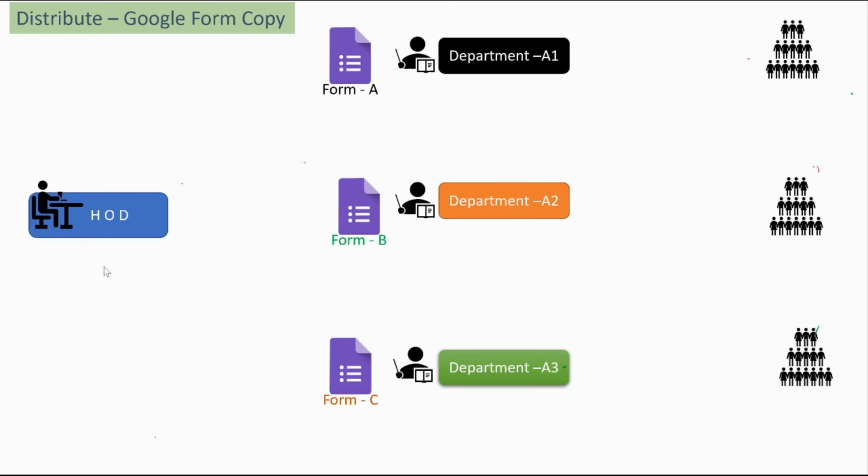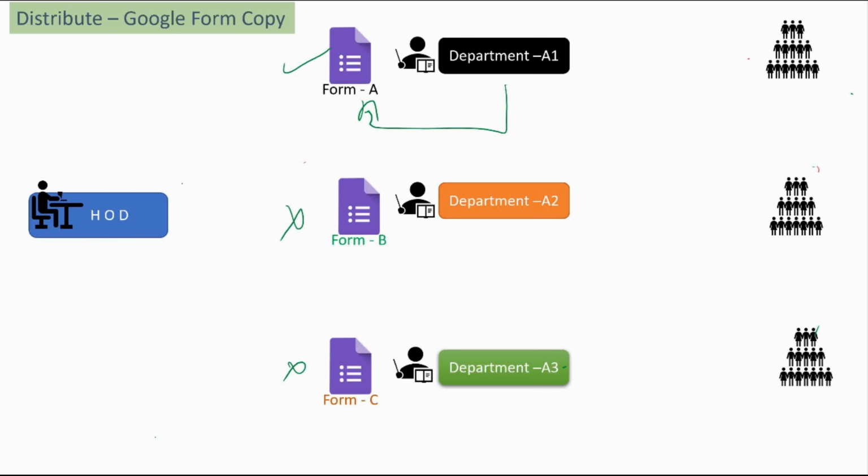Now here comes the first advantage. If Department A wants to do any modifications in Form A, that's possible. Whatever changes happen in Form A will reflect only in Form A, not in Form B or Form C. So this is the first advantage. In normal cases, whatever changes happen in Form A, the same thing will reflect in the rest of the forms.